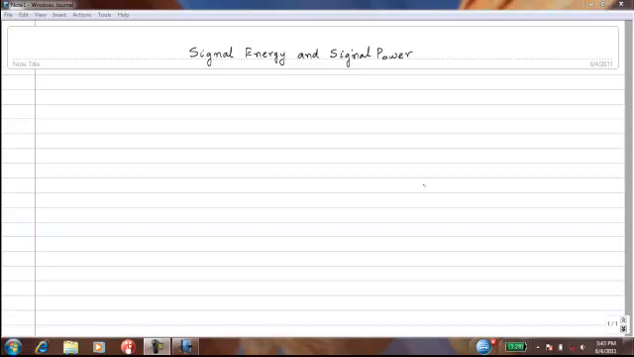We will now talk about the energy associated with the signal and the power associated with the signal. Based on this, we will be able to classify signals as energy signals, or power signals, or sometimes neither. Now let's begin this section by assuming that we have a signal.